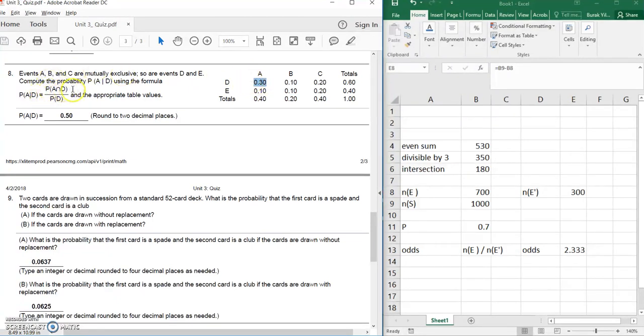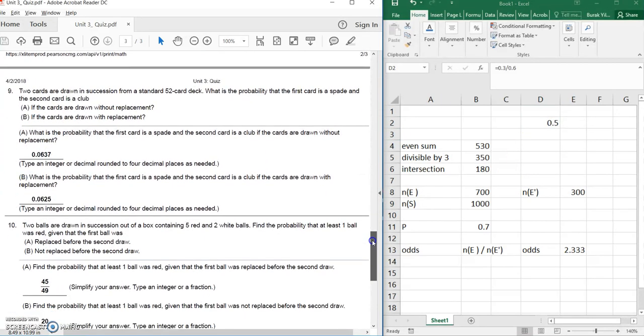So 0.30 goes on top here. And then we divide this by the probability of D just by itself. So the probability of D happening, look at the totals column across from D, so that's 0.60. So then this would be 0.30, A and D together, divided by 0.60, just the probability of D. So 0.30 divided by 0.60 is 0.50. You can actually check that from here, 0.3 divided by 0.6, so that's 0.5.